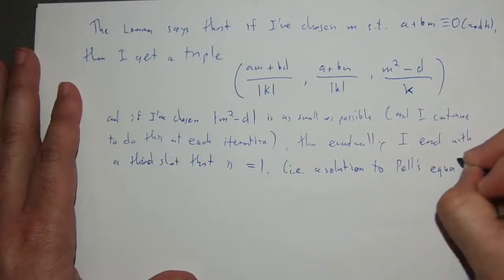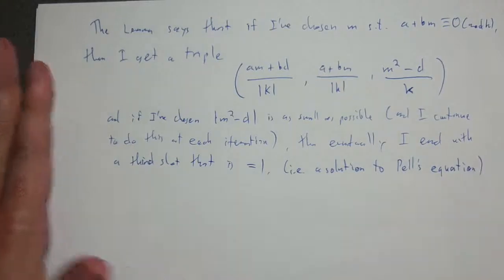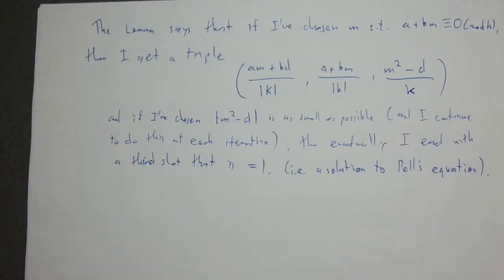Now, I'm going to show you later how this is related to continued fractions. But for now, this is our method for coming up with solutions to Pell's equation. And this is the same method that Bhaskara used to find that wacky solution that I mentioned yesterday.